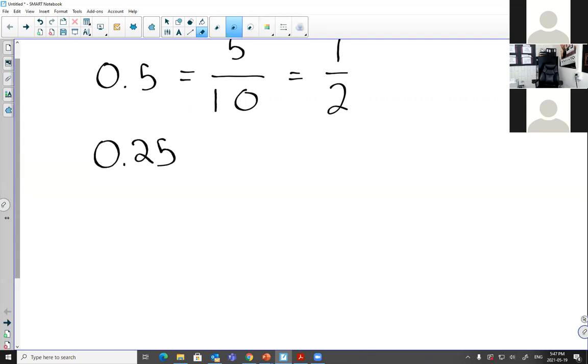0.25. Okay. So what you do, ignore the decimal and put that number in the numerator. So 25. Put your line and put a 1 there. Okay. Now, how many decimal places did we move it? How many? 2. So you add 2 zeros. Okay. And now we can reduce this. Both of them are divisible by 25. So we end up with 1/4.